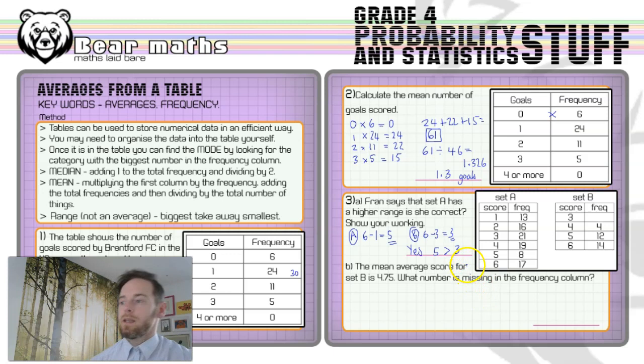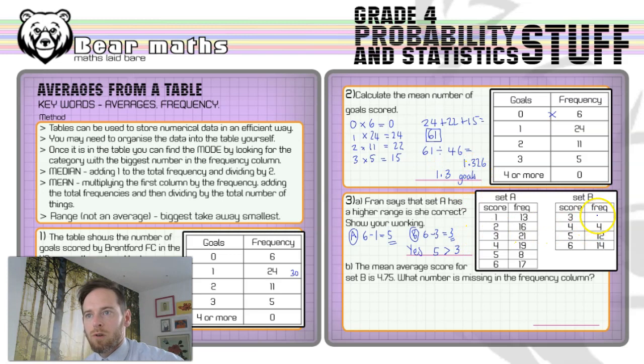Now, in part B, this is a tricky thing. This is a really tricky thing. The mean average score is given to you in set B, and there's a missing number in the frequency column. All you have to do is work what we did in question 2 backwards, effectively, because we've got the answer that we would have got if we were working it forwards, right?